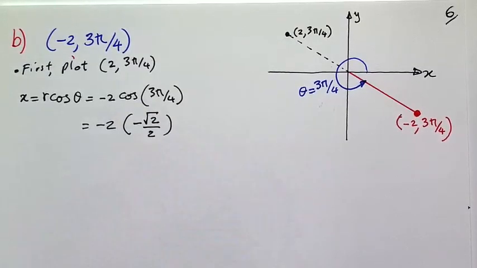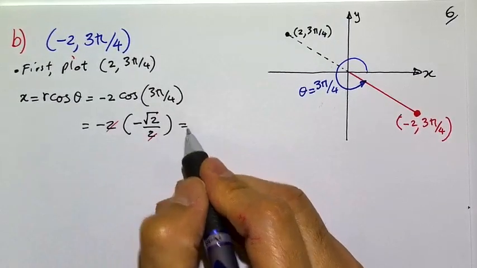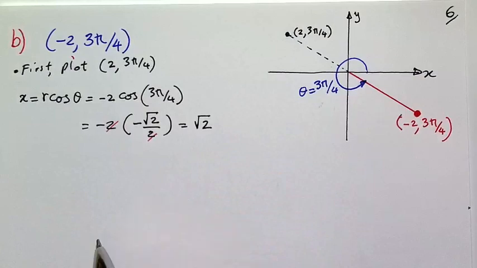So then the 2 and 2 cancel each other out. Minus times minus is positive square root of 2. Okay, so this is our x.